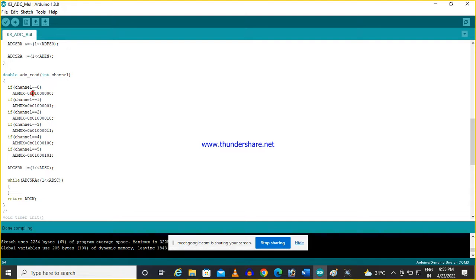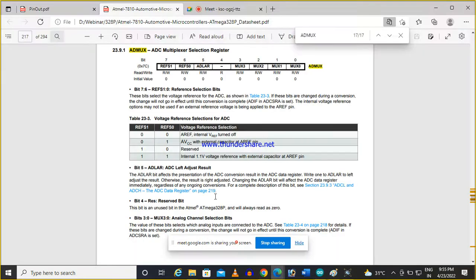I have used something: the first two MSBs as 01. What is that? You see, the two MSBs are REFS1 and REFS0. They are the voltage reference selection of the ADC. So I have selected 01. That means whatever voltage you connect to the analog reference pin with some external capacitor, it will use as the analog reference voltage of the ADC.